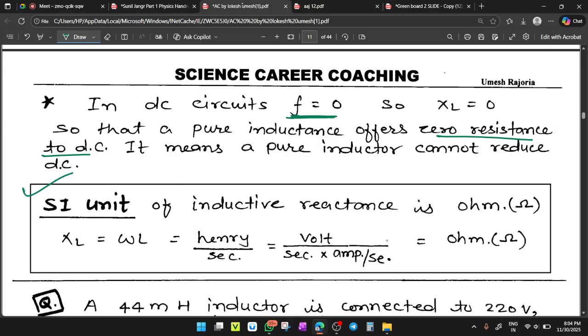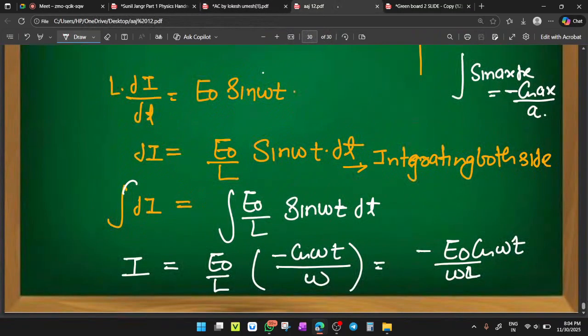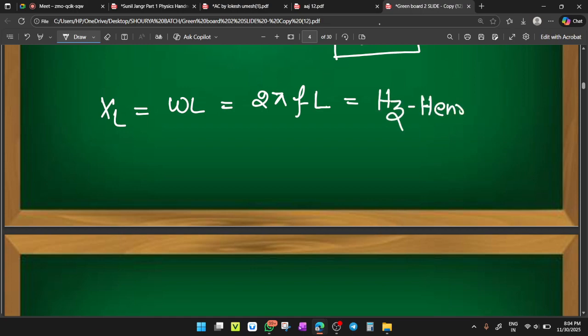Now the SI unit of inductive reactance is ohm. XL equals omega L. I am making the unit here for XL. Omega is equal to 2 pi f, so XL equals 2 pi f L. Clear? Here f means hertz, L means Henry.